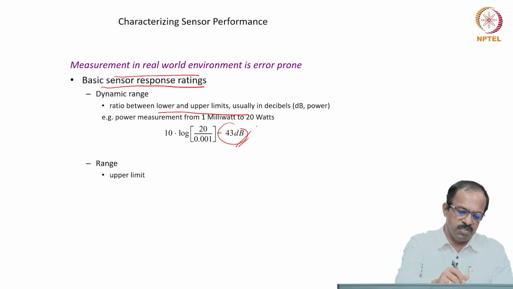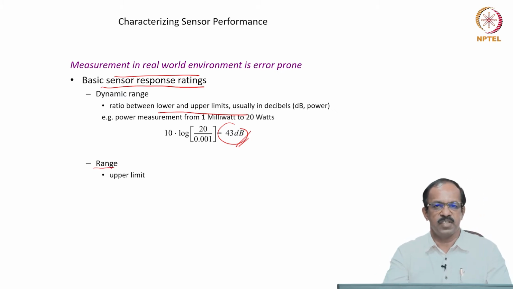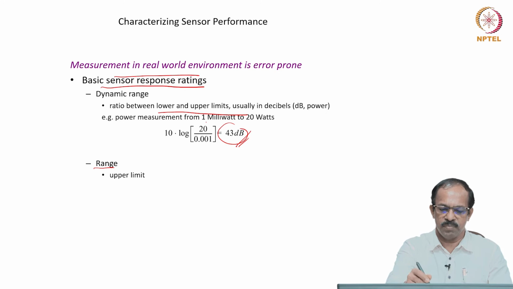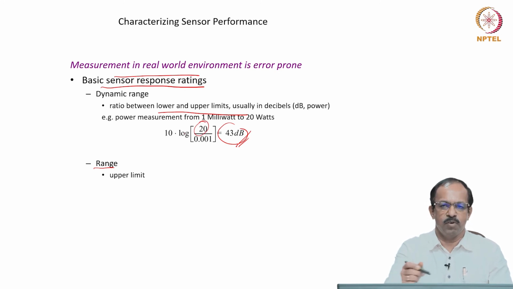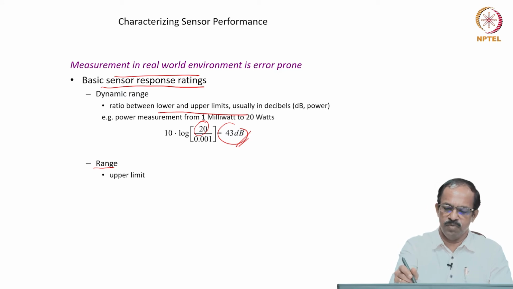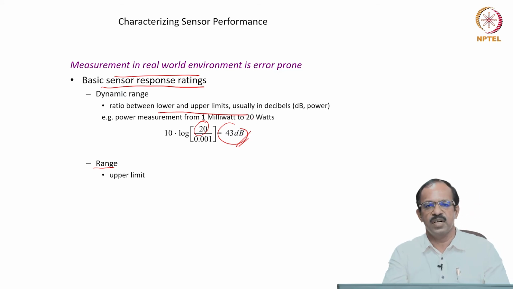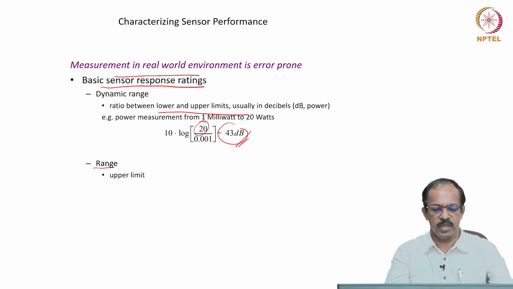And the normal range is basically the upper limit of measurement, that is basically known as range. In this case it will be 20. You can see this 1 milliwatt to 20 watt will be 43 dB, but its range is, now if you simply ask, this 20 watt is the range of measurement. So the dynamic range is measured in decibels.